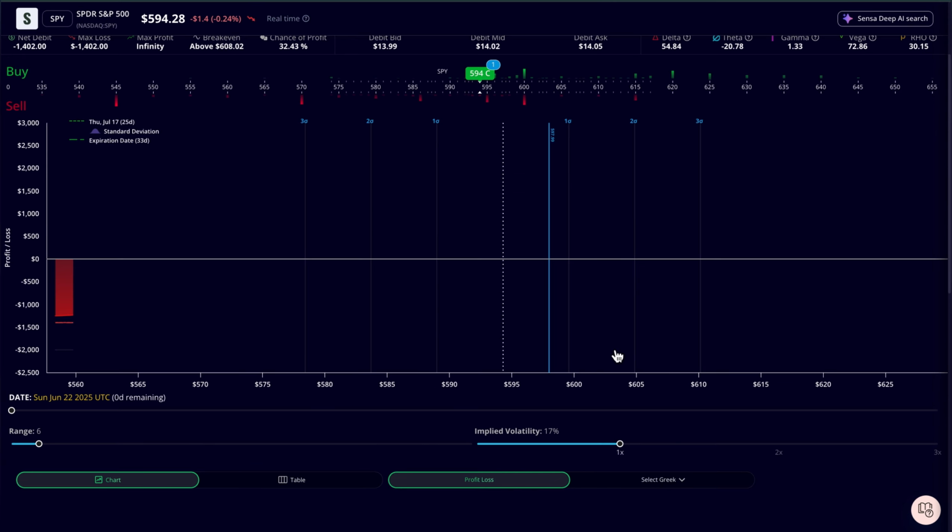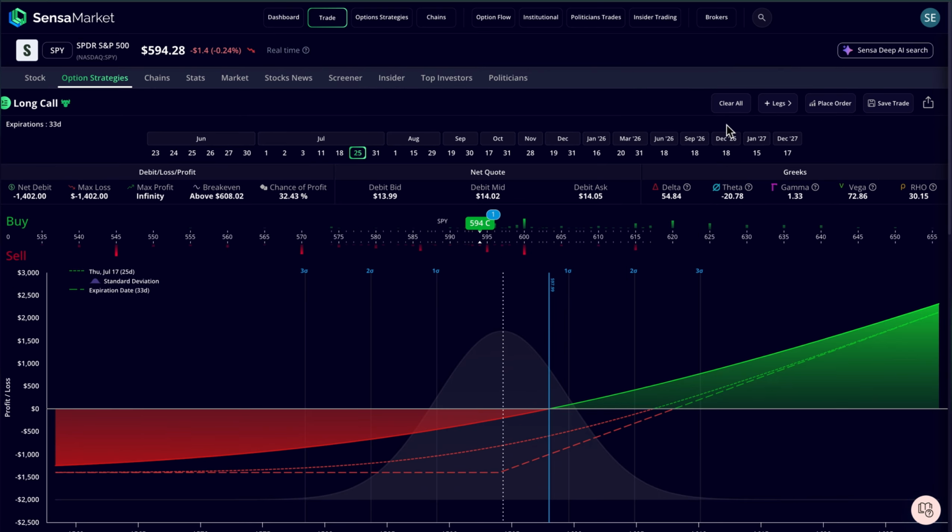Now, the next thing I'm going to cover is this set of buttons up at the top. Let's start with adding a leg to our trade. Right now, I only have a long call at $594, and as we saw earlier, I'm spending $1,402 to enter this trade, which is also my maximum risk. So what can I do about that?